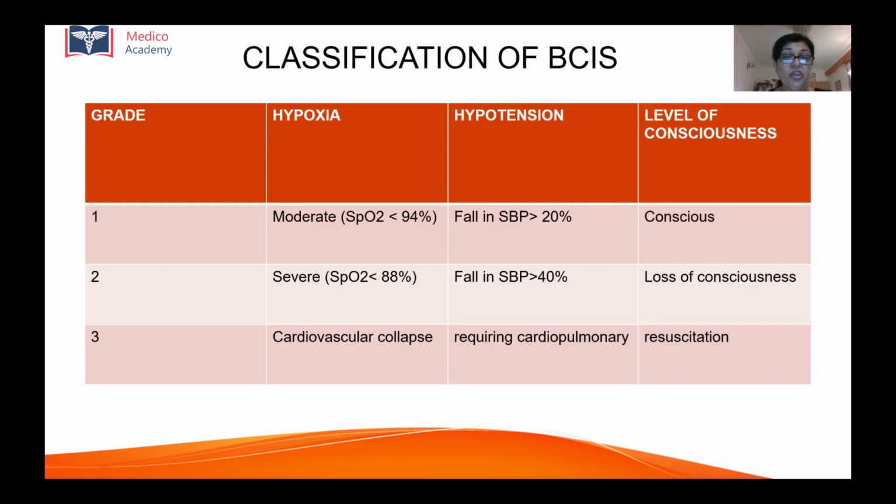Grade 1 is when the hypoxia is less than 94%, fall in systolic blood pressure less than 20%, and the patient is conscious. Second is when there is a severe fall in SpO2 less than 88%, systolic blood pressure more than 40%, and loss of consciousness is there. And in grade 3, there may be a cardiovascular collapse requiring cardiopulmonary resuscitation.